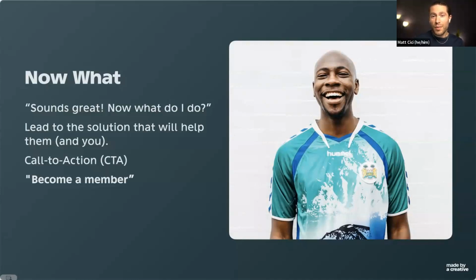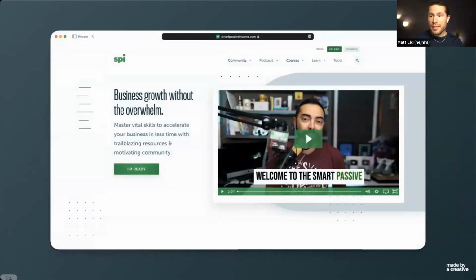Should we take some time to see what this looks like in the real world with some website examples? This is Smart Passive Income with Flynn. Can you identify the what, so what, and now what? If you can, go ahead and paste it in the chat. You can tell me what you think each of them are. Exactly, Jenny. The business growth without the overwhelm is their what. Their so what is the paragraph description just below this, mastering vital skills to do this in less time.